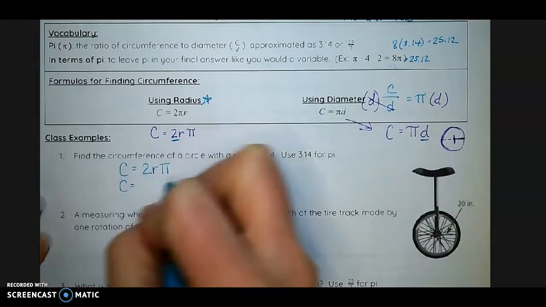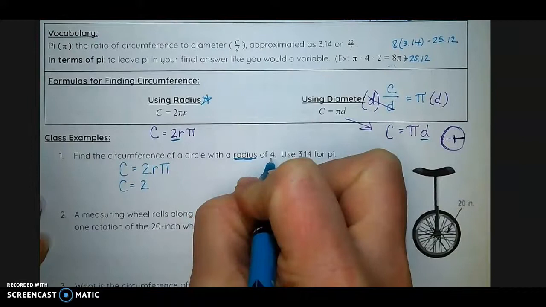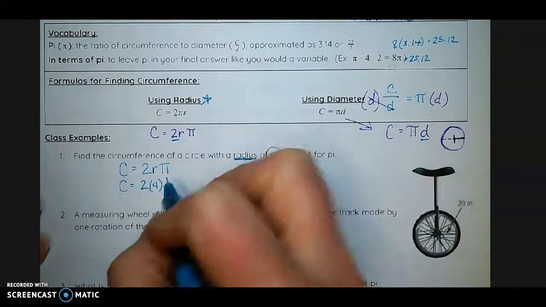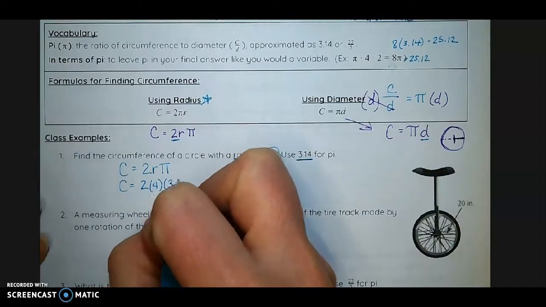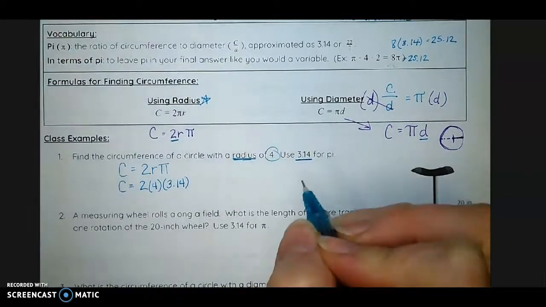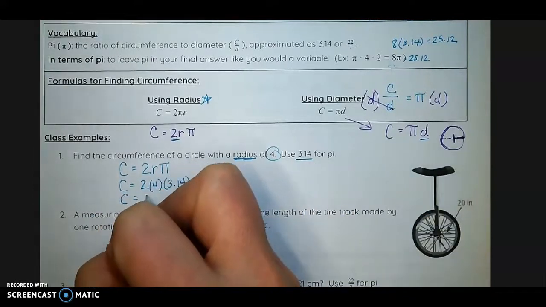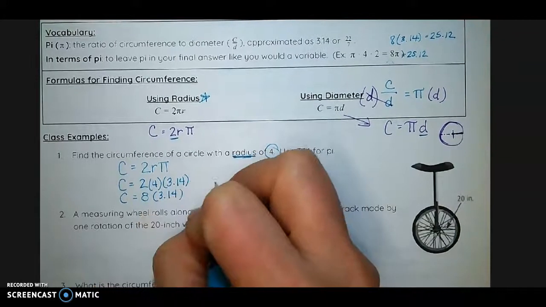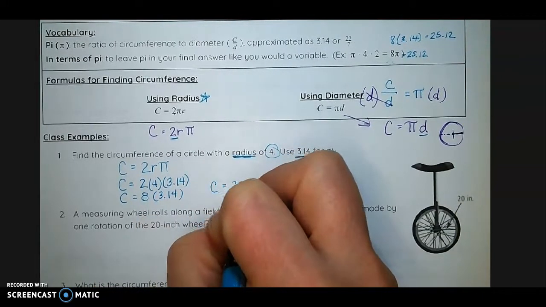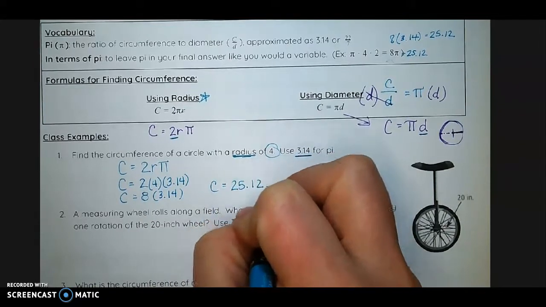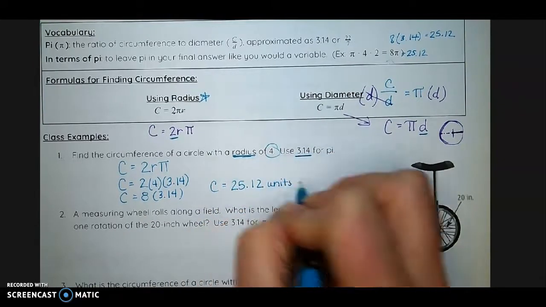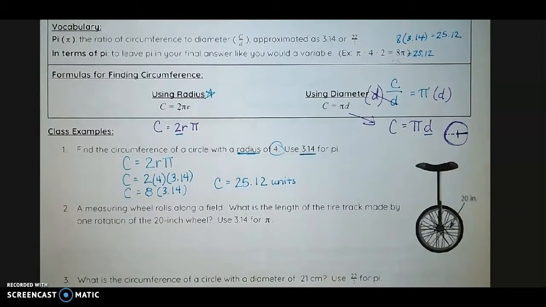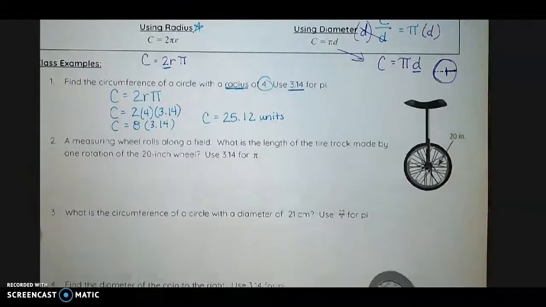So they want me to find the circumference. They've told me that the radius is 4. And then they told me instead of pi, they want me to use 3.14. So the first step is going to be c equals 8 times 3.14. And when I do that last one, I'm going to find my circumference is equal to 25.12 units. And they didn't tell me inches or whatever, but it's just units, not units squared, because it is a perimeter, it's just a distance.